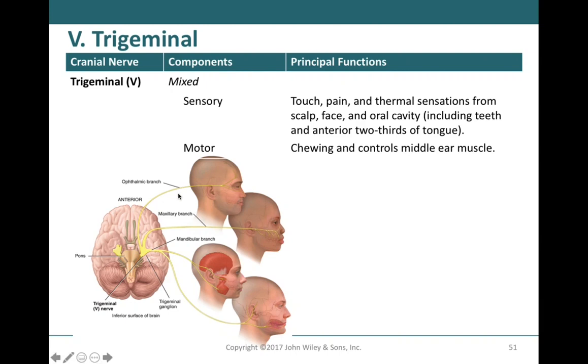And we can see by the locations of each of these 3 branches that these nerves will be found all over the face. Now in terms of the motor information carried by the trigeminal nerve, it innervates the muscles of mastication. Mastication is just a fancy word for chewing, so the trigeminal nerve is helping us control those muscles that help us to chew food. So the trigeminal nerve is our first mixed nerve that carries both sensory and motor information.